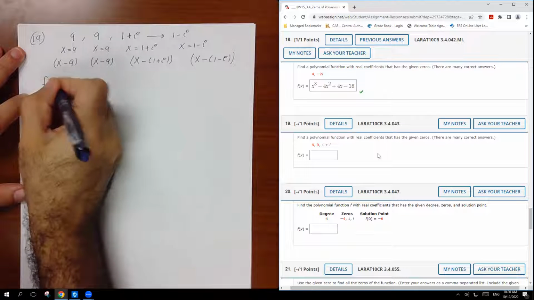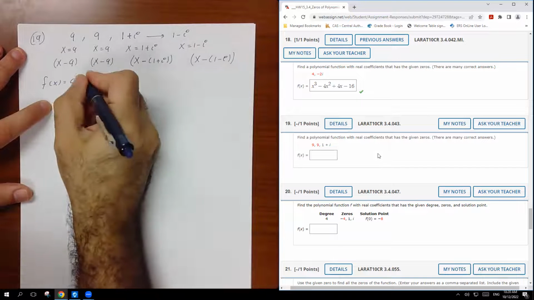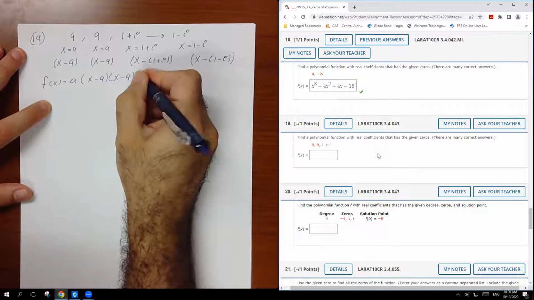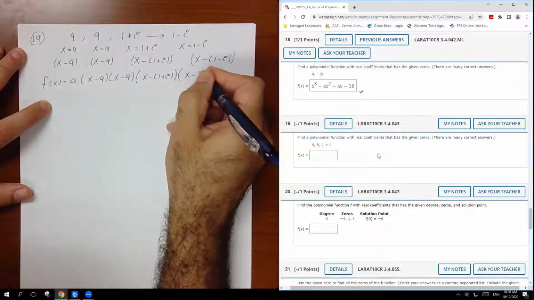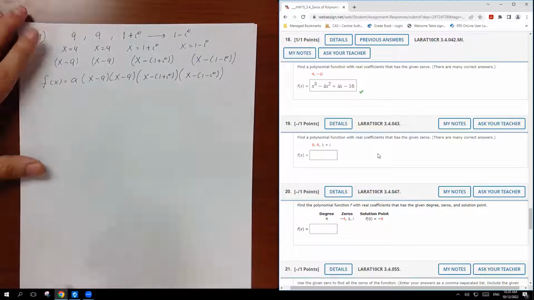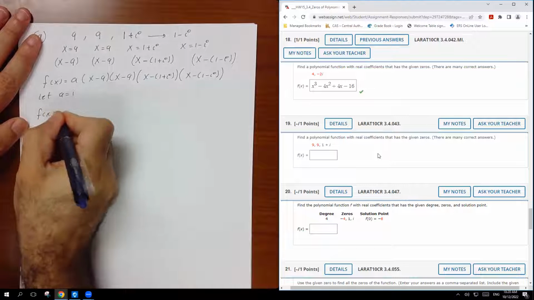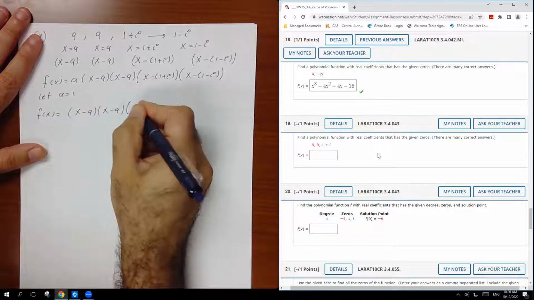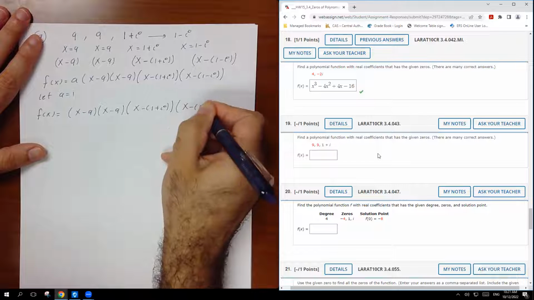That means f of x is going to be, you can put the a, and then you can choose a equal 1, and it's going to be x minus 9, x minus 9, and here is going to be x minus (1 plus i), and here is going to be x minus (1 minus i). The next step, I'm going to let a equal 1. That means f of x is going to be just (x minus 9)(x minus 9)(x minus (1 plus i))(x minus (1 minus i)).